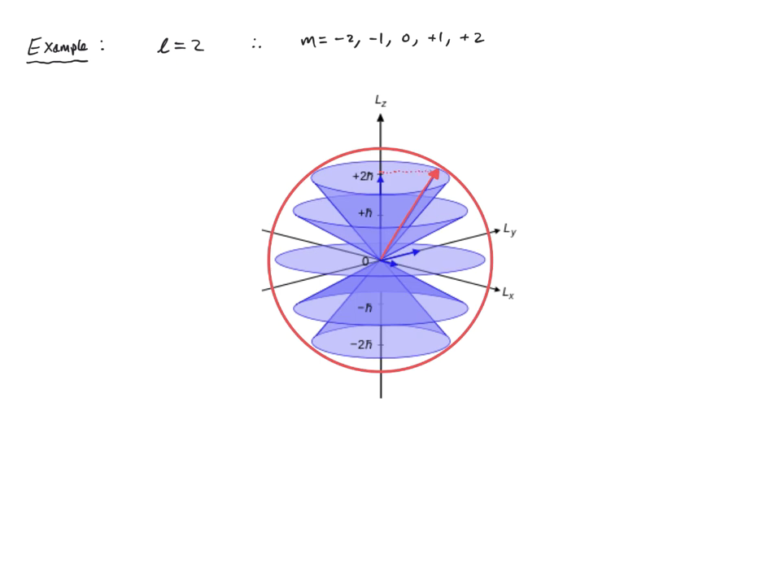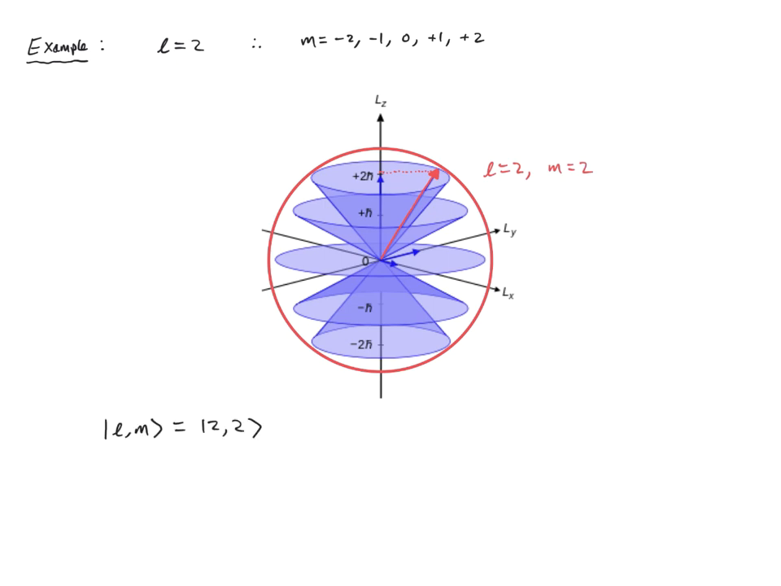In the case illustrated, we have m equals plus 2. Now, because we cannot specify simultaneously the x, y, and z components of the angular momentum, all we can say is that we have a z component of m equals 2 and it is somewhere on this circle here. If we had a different value of m, for example m equals 1, then we'd be able to say it was somewhere on this circle here. These circles are sections of our sphere of radius L.